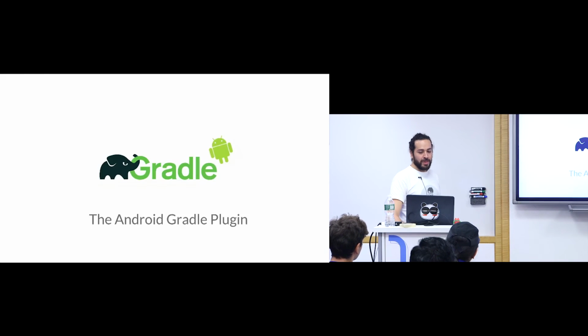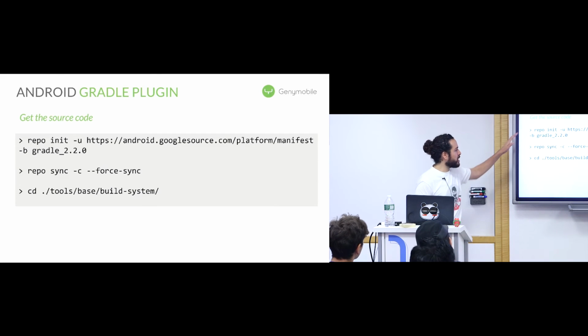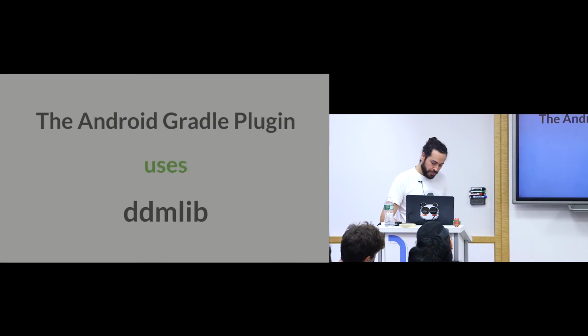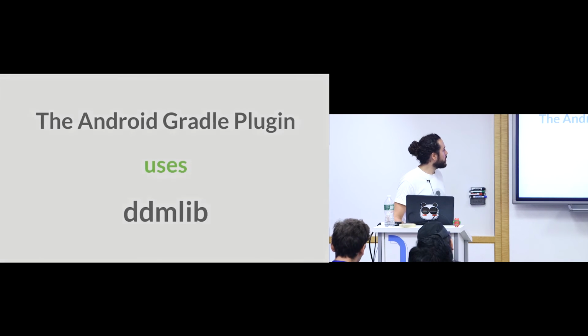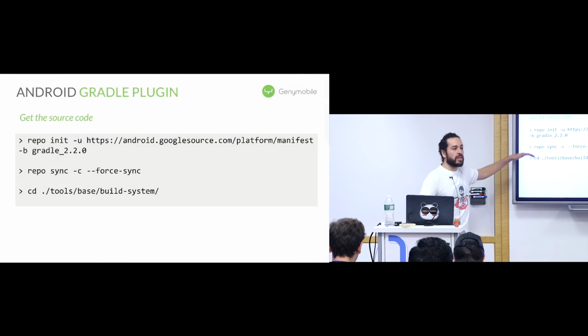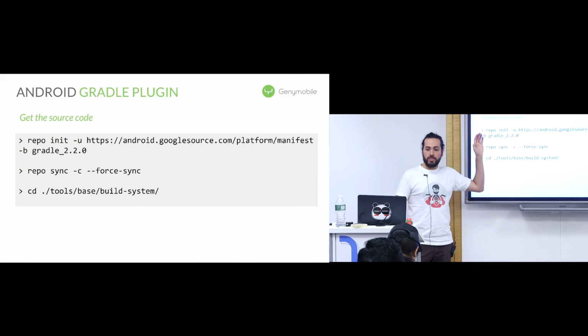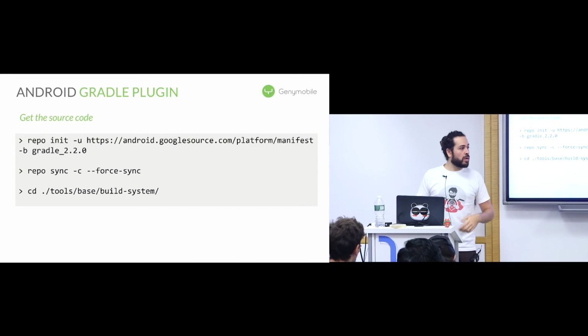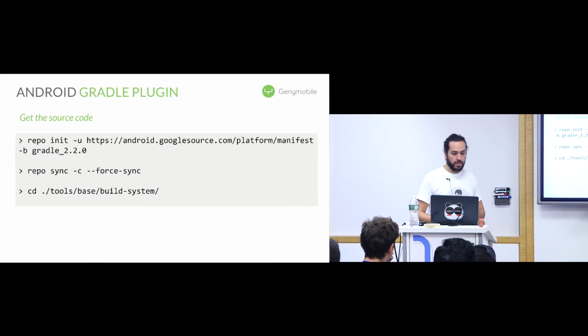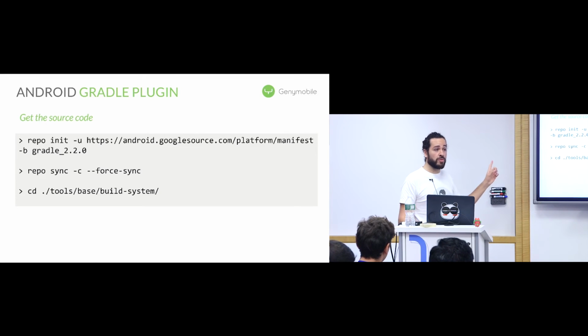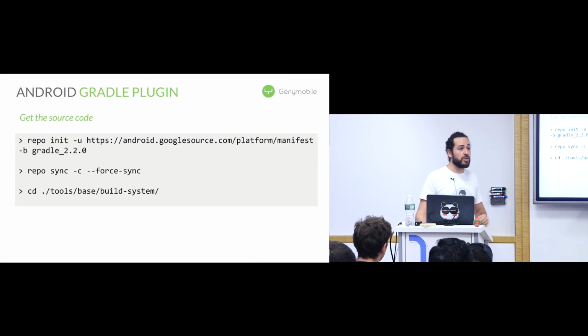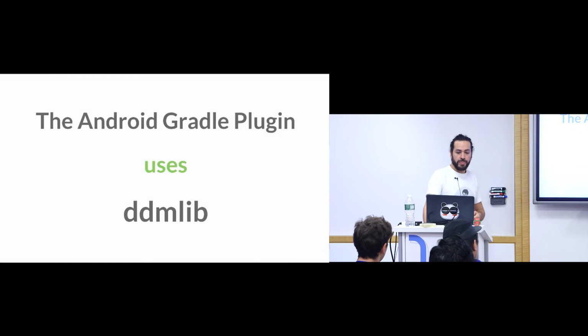Okay, the Android Gradle plugin. You can still get the source code, exactly the same thing. And you have the branch, which is gradle_2.2.0, which is the last release of the Gradle plugin. So you can have the source code of all these tools that you use every day, and you can learn many things. I learned a few things that I want to share with you by reading them. So the Android Gradle plugin uses DDMlib, exactly like Android Studio does.